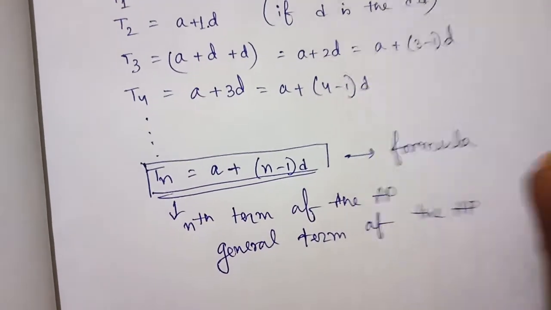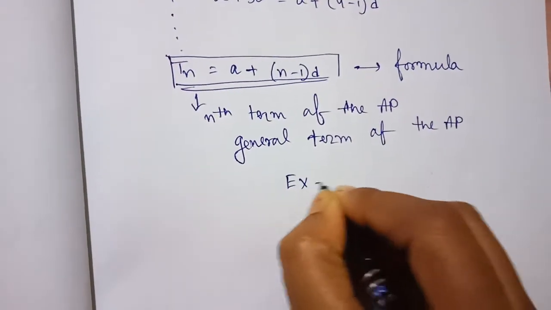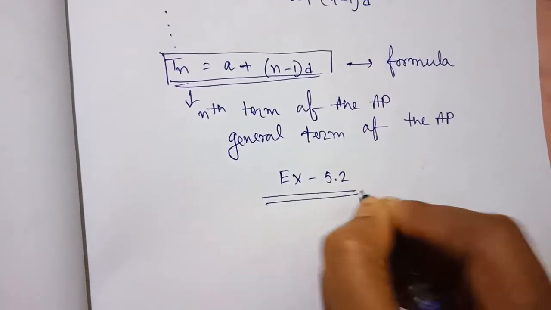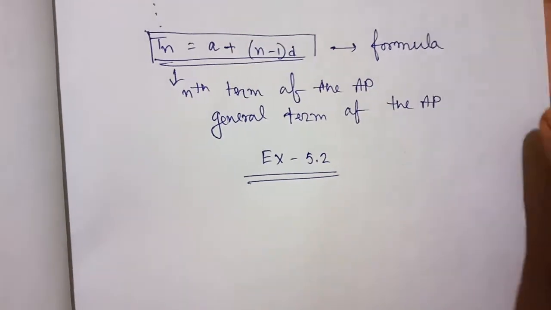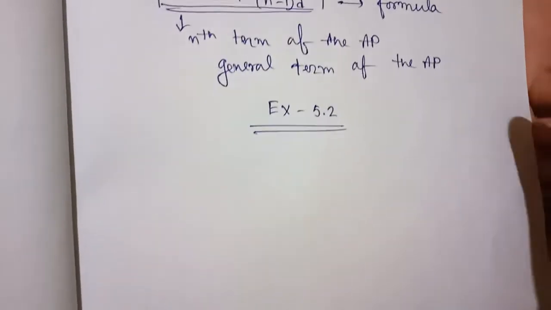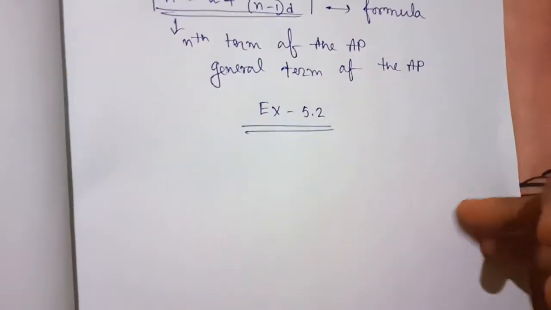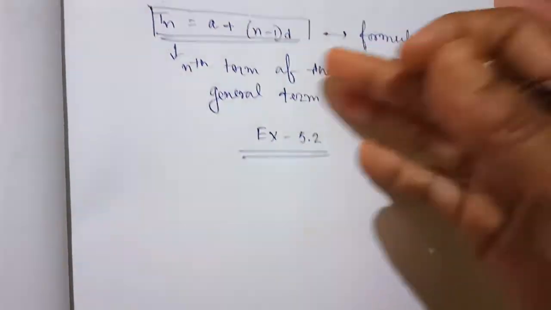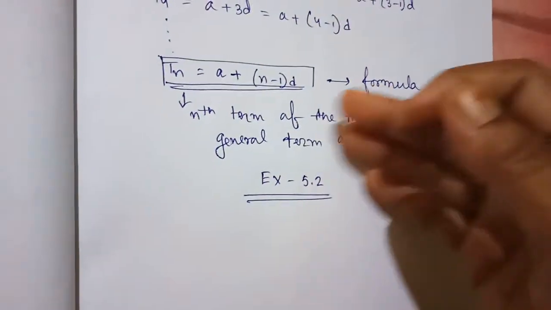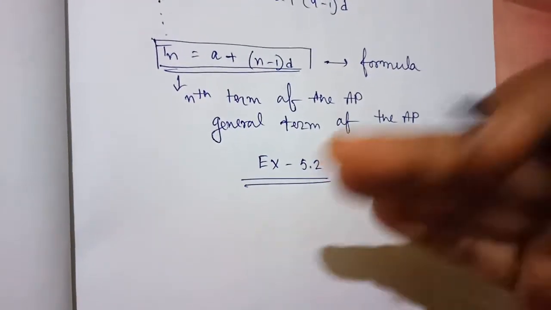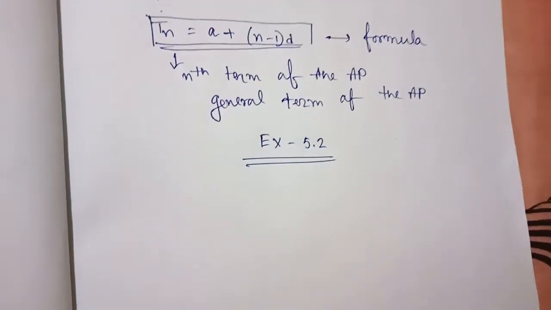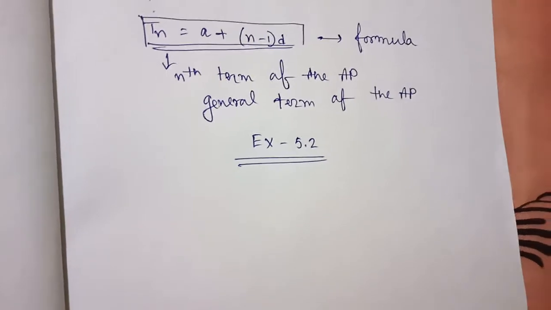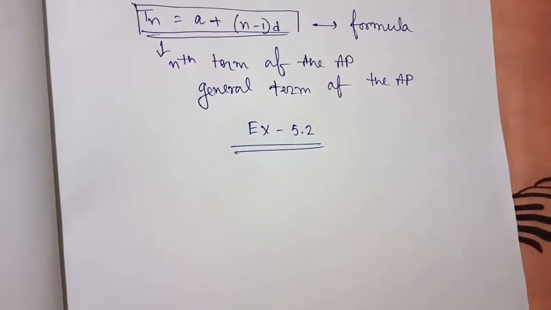So without wasting any time, we will go to exercise 5.2 directly. There are some questions that I have already chosen for you, and I will be discussing all the difficulty levels. By applying these formulas and the preliminary applications, you can do all the other questions on your own also. So let's start the exercise sums.